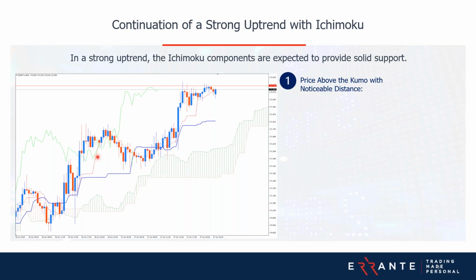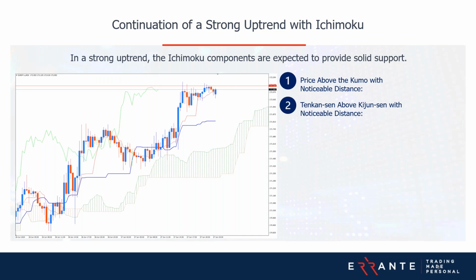The Kumo cloud acts as a dynamic support and resistance zone. So when the price is well above the Kumo, it indicates that the market sentiment is strongly bullish and the buyers are in control. The next characteristic of this phase is Tenkan-sen above Kijun-sen with noticeable distance.